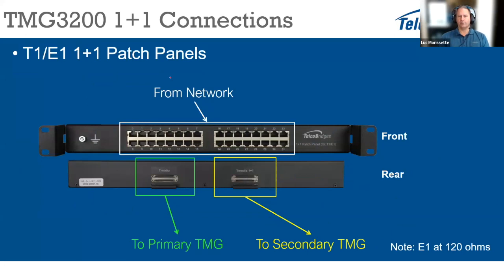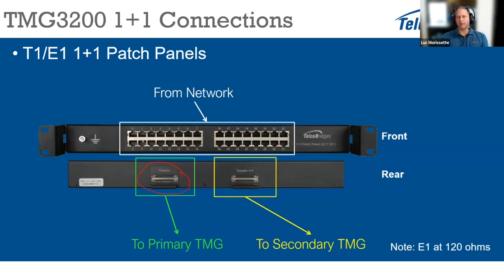So if I show you here what it looks like, you have your SCSI connections here. I didn't show the cable, but it's a little cable which has these endings here, which connects from the Tmedia to the patch panel and to the primary, and then the same cables to the secondary here. And from the network, these are RJ48C type connectors, similar to RJ45, but different pin out, of course, for T1 and E1 here.